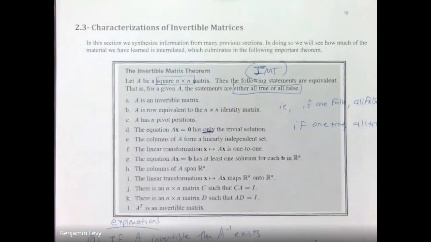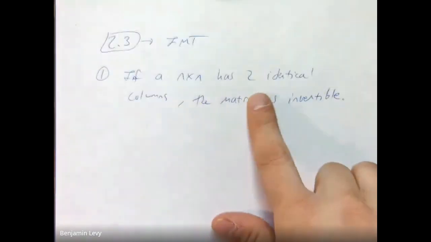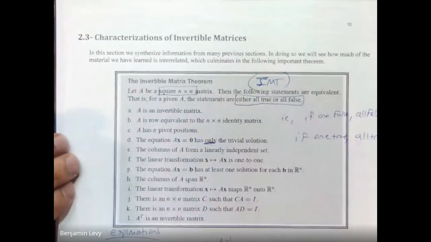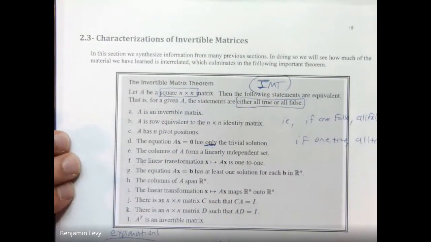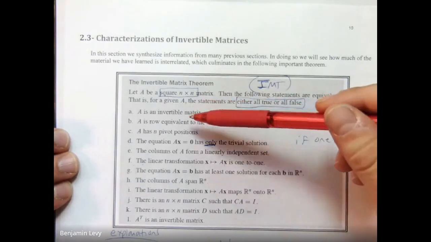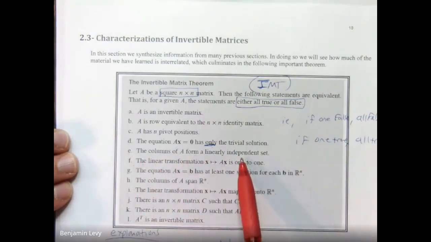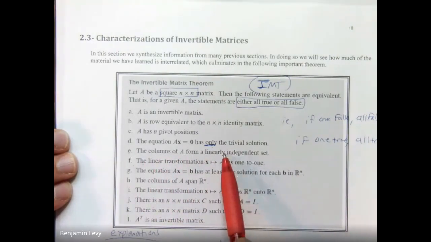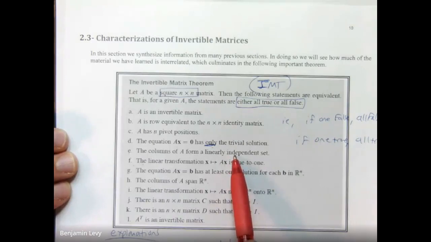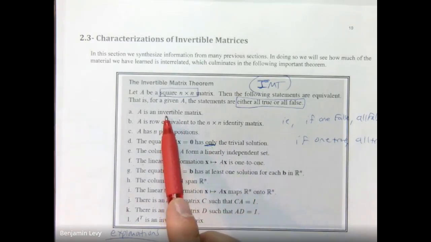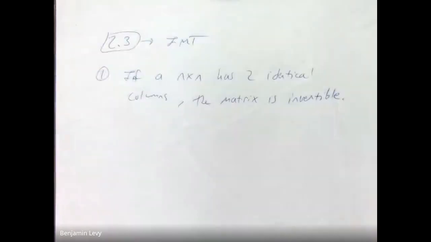So we're being told in this problem that 2 of the columns are identical. Well, if 2 of the columns are identical, that means that they're not linearly independent, right? That means they're linearly dependent. And so where is that one here? Right here. E says the columns of a matrix A form a linearly independent set. So that's false. If 2 are identical, then E is false. And so if E is false, that means that A is also false. And so that's how we would do that problem, right?